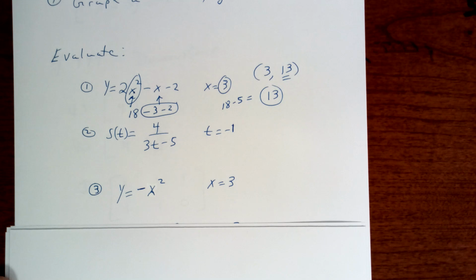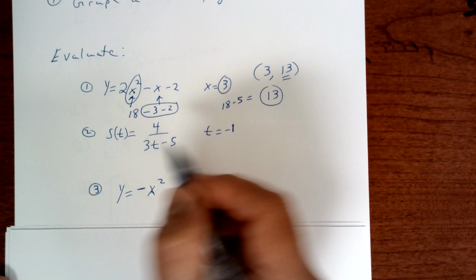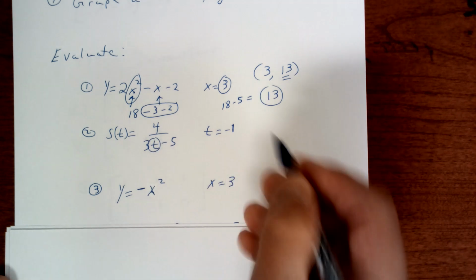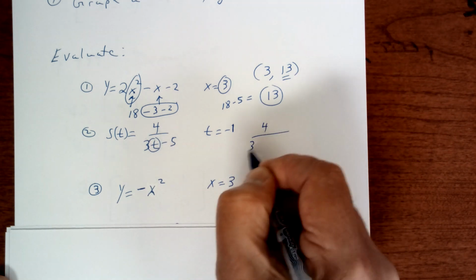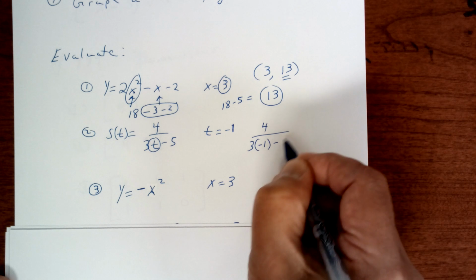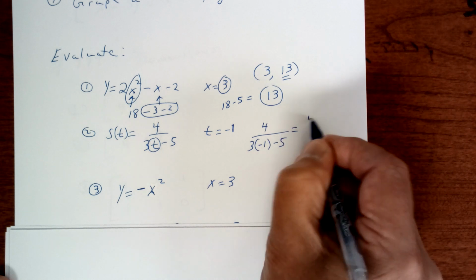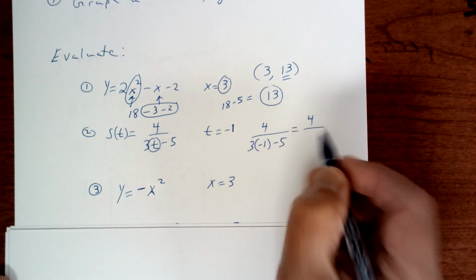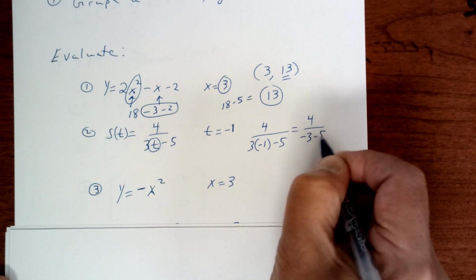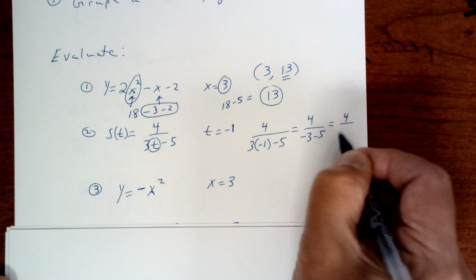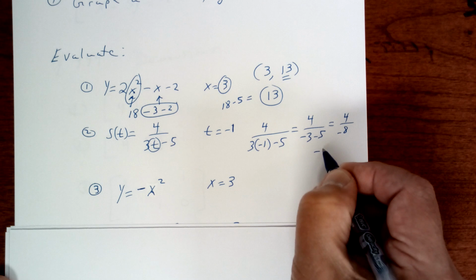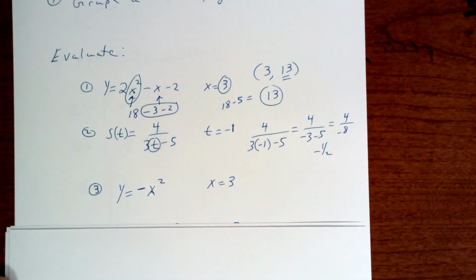That's your point. Right here, you're going to plug in -1. When you plug in -1 here, you're going to get 4 over 3 times -1 minus 5. 3 times -1 is a -3, minus 5 is a -8. So you get 4 over -8, which equals -1/2. And that's how you do that.